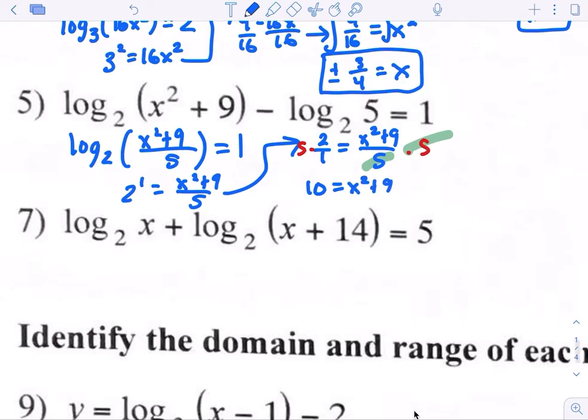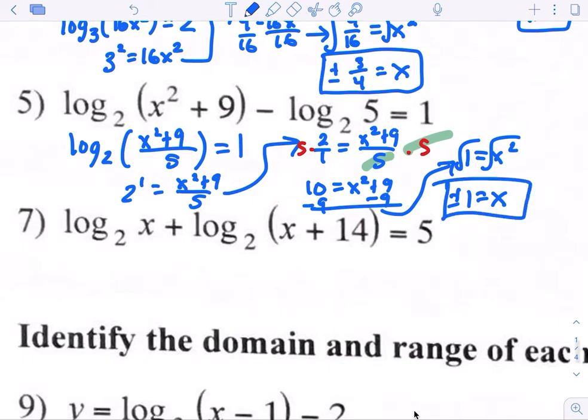x squared plus 9. Subtract 9 from both sides. 1 is equal to x squared. Square root both sides. Plus or minus 1 is equal to x. Make sure when you plug in 1 or negative 1, it's good. It is. So this is your answer.